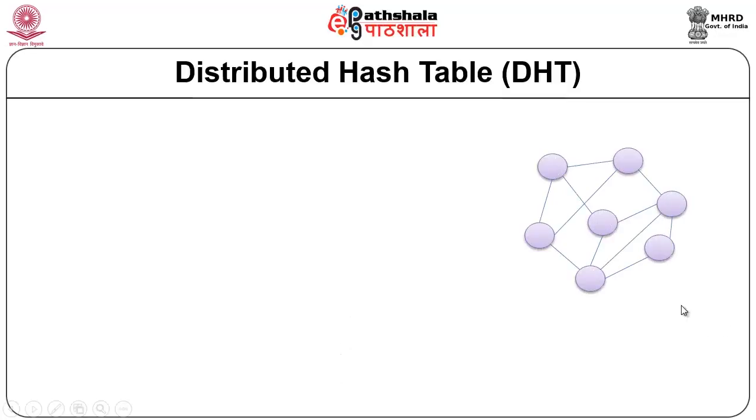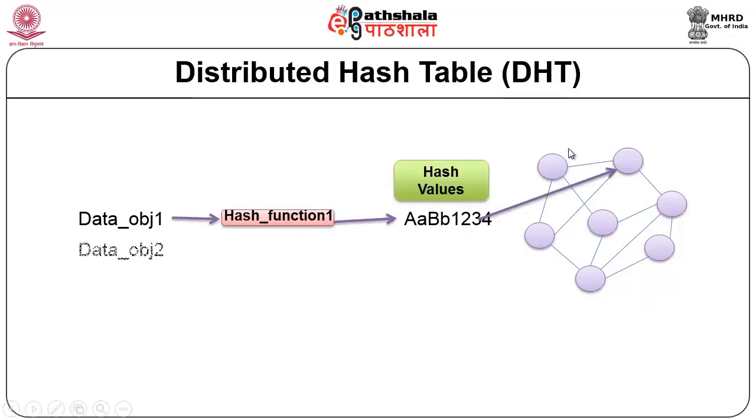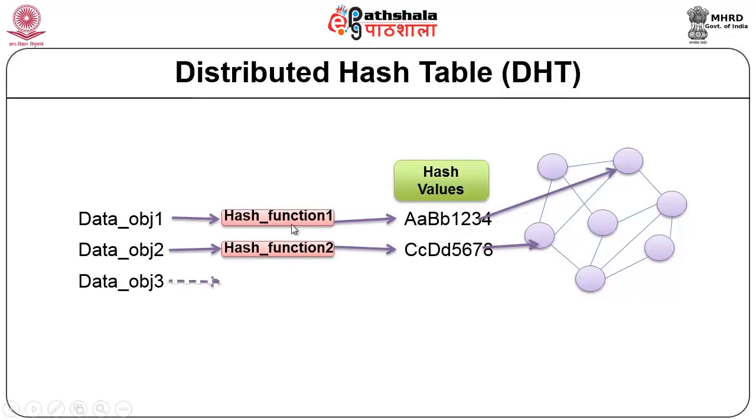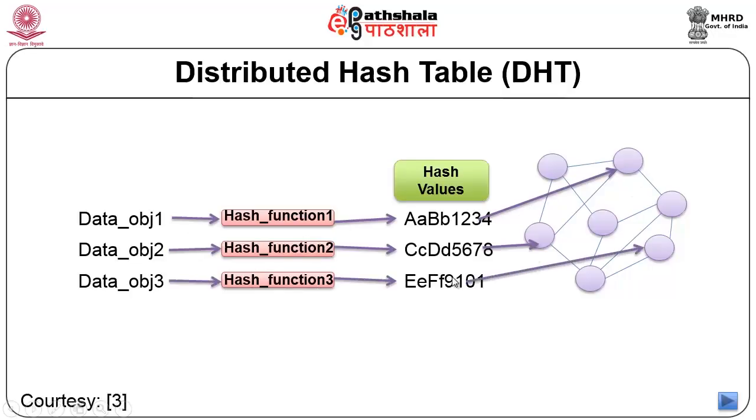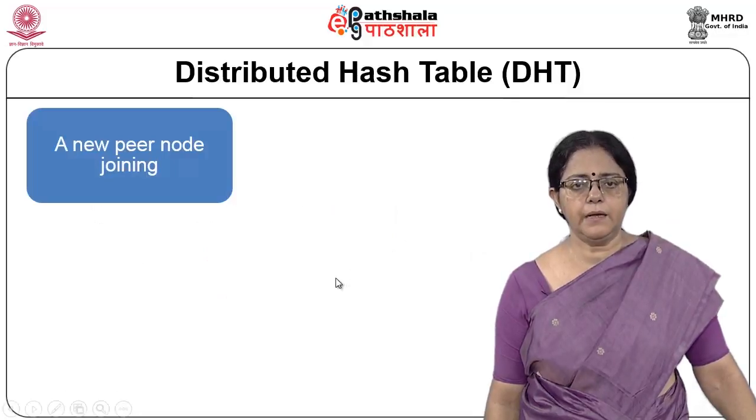So, here is an example. This is our logical network which contains the data, and data 1 will be hashed and stored in a specific node. Similarly, data 2 will be hashed and stored in a specific node, and data 3 will be hashed and stored in a specific node. Whether we should have different hash functions or the same hash function will depend on what kind of data object we have. For the same kind of data object, we can use the same hash function and obtain a unique value.